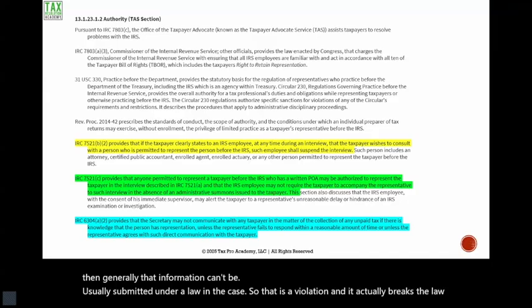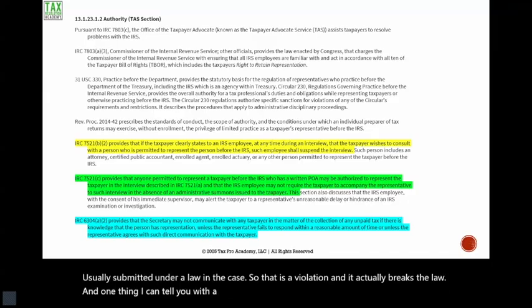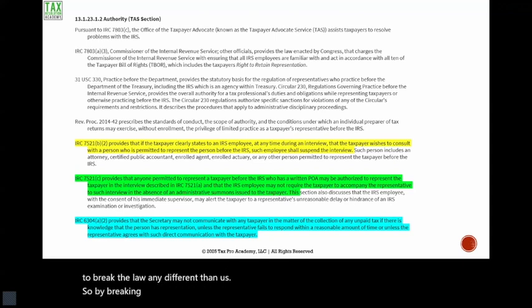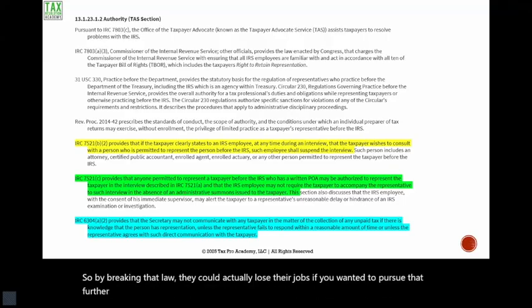And one thing I can tell you with 100% certainty is all government employees are not allowed to break the law any different than us. So by breaking that law, they could actually lose their jobs if you wanted to pursue that further. So always be mindful of that.